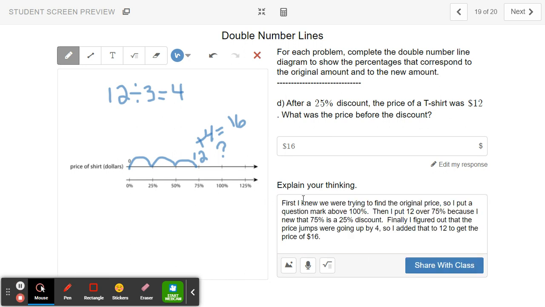Okay, so I explained that I first knew we were trying to find the original price, so that's why I put a question mark there. Then I put 12 over 75% because I knew that 75% is a 25% discount. Finally, I figured out that the price jumps were going up by 4, so I added 4 to 12 to get a price of 16.